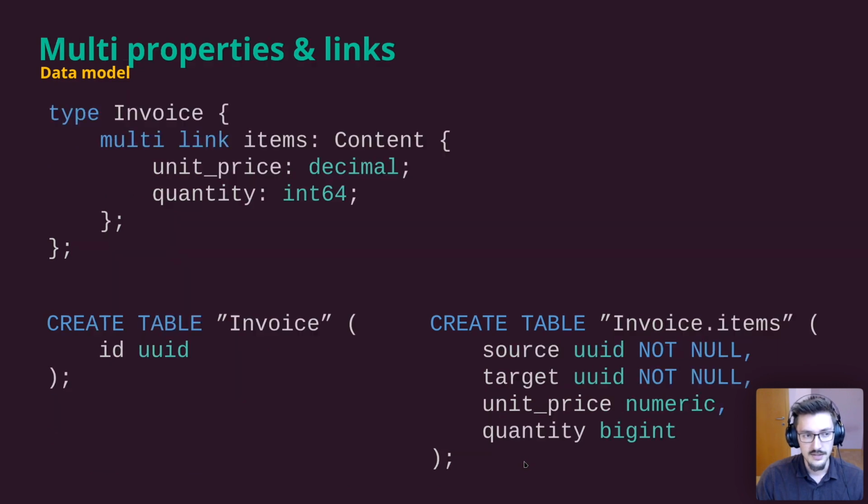Multi-properties are a bit more complicated. When you have, say, Invoice that has a multi link items to Content, we create two tables. The first one is the obvious one for the invoice. In this case, it just has the ID because Invoice does not have any other properties. And then for the items, we create a separate table. And this table has source, which is an ID column that is pointing to the invoice, and target, which is also a UUID that is pointing to content. Link properties here are mapped to columns in this link table.